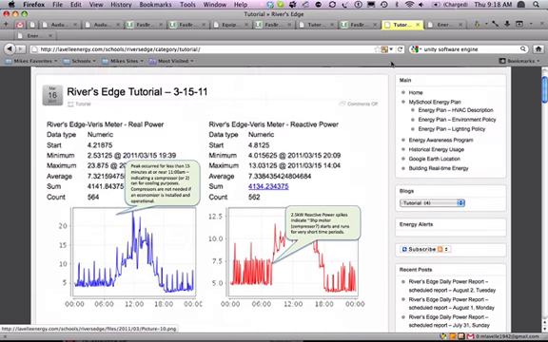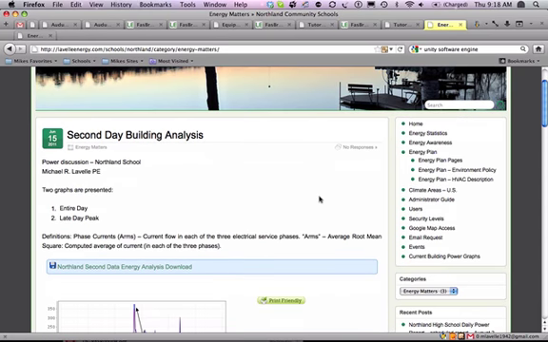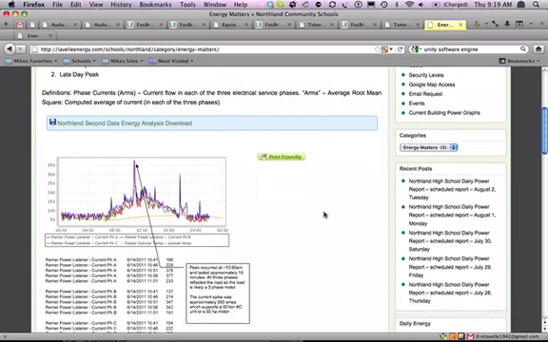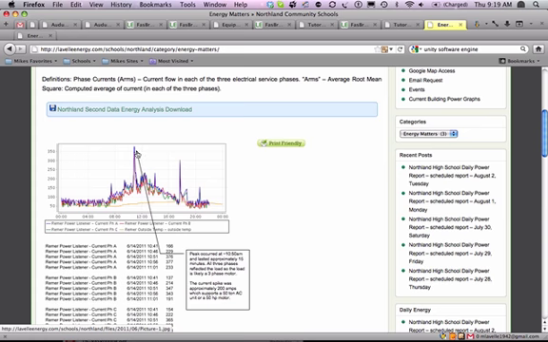This is another way to take a look at what's happening with the power consumption in the building and tracking it back to specific devices. Here is Northland Community Schools. We're going to look at a rather sharp spike that took place.